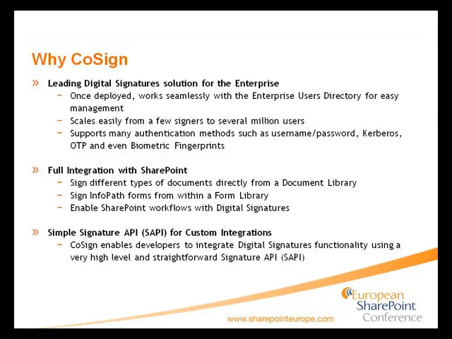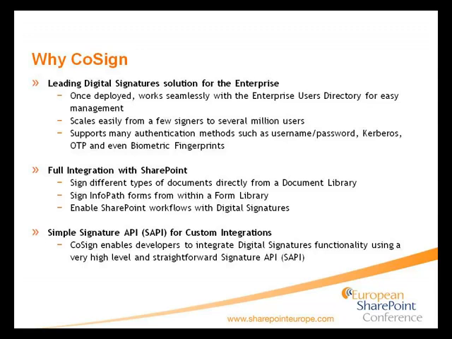CoSign fully integrates with SharePoint and allows you to sign different types of documents directly in the SharePoint document library. It also enables you to sign InfoPath forms within a form library, and it enables workflows with digital signatures. For more advanced integration options, CoSign provides an API called SAPI, which is a very high-level API for digital signatures. It allows you to introduce digital signatures into complex processes very easily.